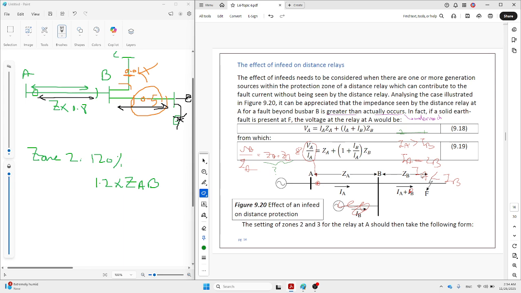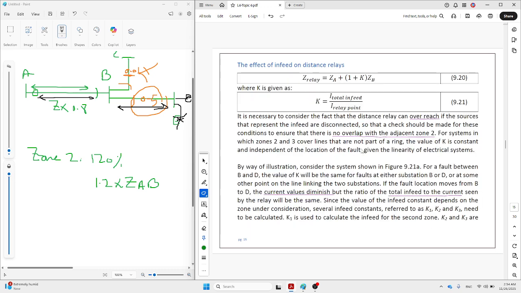Last one, IA less than IB. I think I evaluated all wrongly. So, correct: IB is 1, assume, and IA is 2, so it becomes half, correct? 1.5. So 1.5 times ZB is again bigger than this one. So it means that we face underreach in this in-feed condition. So how should we remove the in-feed condition?